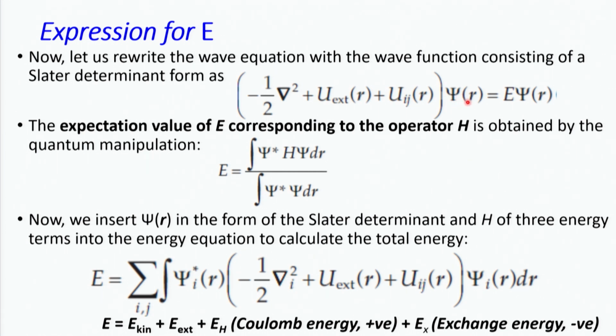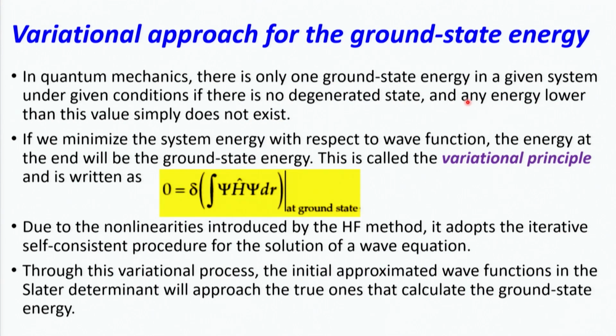But how to improve this wave function? For that we go for the variational principle, for the ground state. In quantum mechanics there is only one ground state energy in a given system under given conditions if there is no degenerate state, and any energy lower than this value simply does not exist. That is the lowest energy, the ground state energy. So when you start with the approximation of the wave function, the energy should be more than the ground state energy, and you need to decrease this energy by changing the wave function. Essentially it's an energy minimization process.